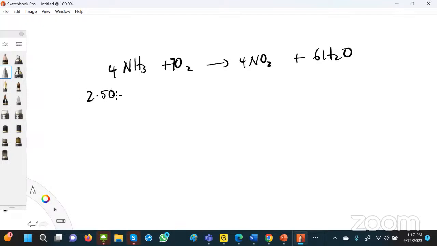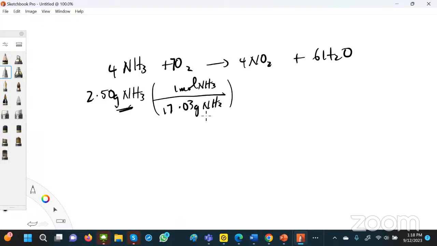I will start with the 2.50 grams of ammonia, right? What would you do with that? It's already in grams. So you're going to have 1 mole of ammonia over 17.03 grams of ammonia, the molar mass. This will go with that. And then what would be the next step? The mole ratio between ammonia and what?